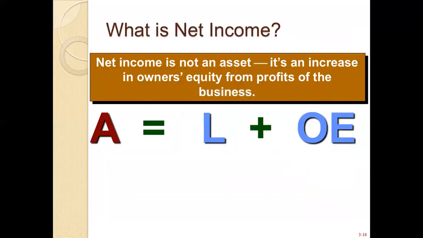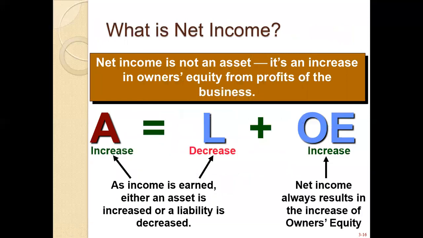Okay, now we come again to net income, and talk about the debit and credit rule of net income. You are already familiar with debit and credit, and the definition of net income. Again, net income is the earning, where an asset increases and a liability decreases. Net income always results in an increase of owner's equity, and your assets are increased with the earning. Net income is not an asset, it is an increase in owner's equity from the profit of a business.